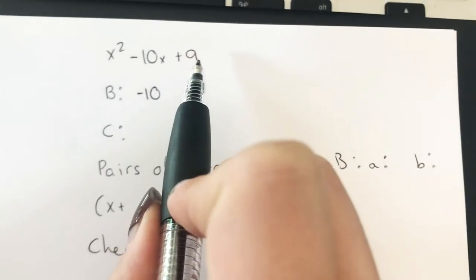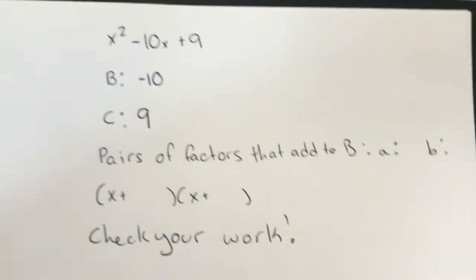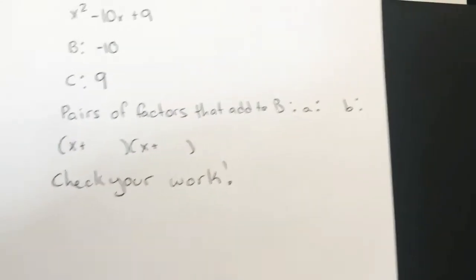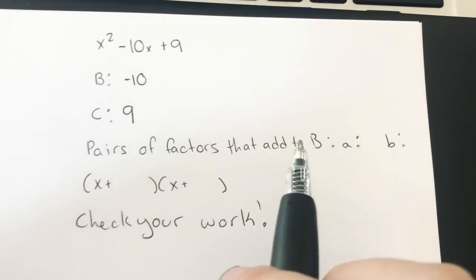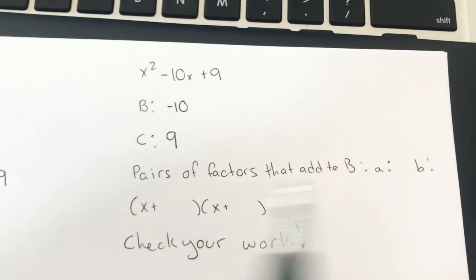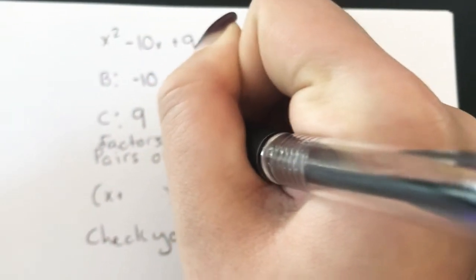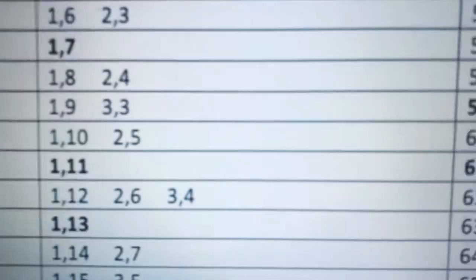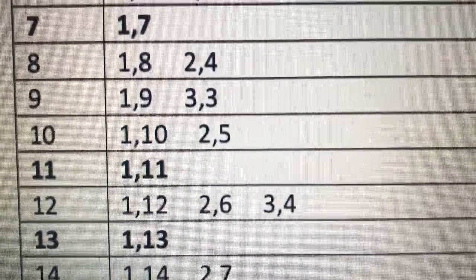My b value here is negative 10, cannot forget the negative, and my c value here is 9. So what I'm going to do, I'm going to need to get ready to pull my factor sheet up. My computer fell asleep. So what I need to get ready to do here is I need to list all the pairs of factors that add up to my b value. Oops, I forgot a step. We need to list our factors for c. Okay, so we're listing out the factors for c value 9. So I'm going to look at 9. I have 1 and 9, and I have 3 and 3.